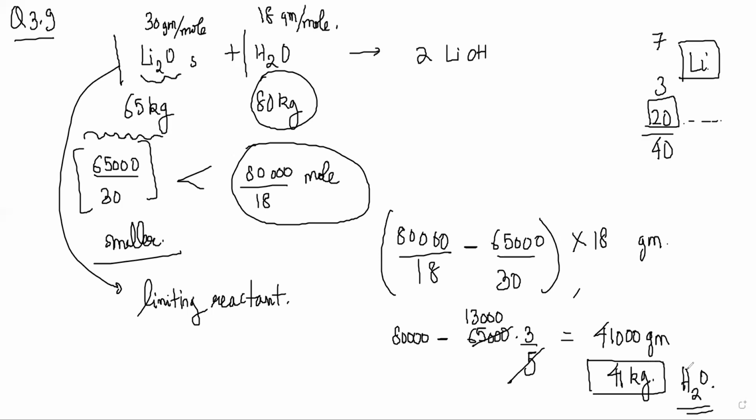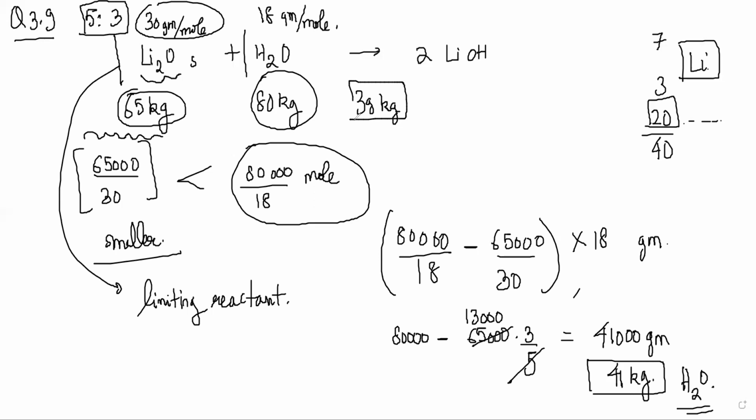So basically this lithium oxide will be able to handle only 39 kgs of water, right? Which makes sense because in this reaction, it was a 30:18 ratio of mass, so a 5:3 ratio of mass. So 65 kg should react with 39 kgs, right? You understand? Yes, I got it.